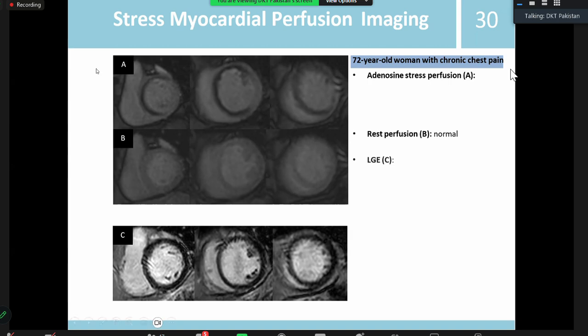So it is extensive inducible ischemia in LAD and RCA territories, and it will definitely need intervention. It is a hibernating myocardium because LGE is normal and you have perfusion abnormalities. If you didn't have perfusion abnormalities and it was an acute state, then it would have been a stunned myocardium. So these are the differences between these things. Well done, candidate two.